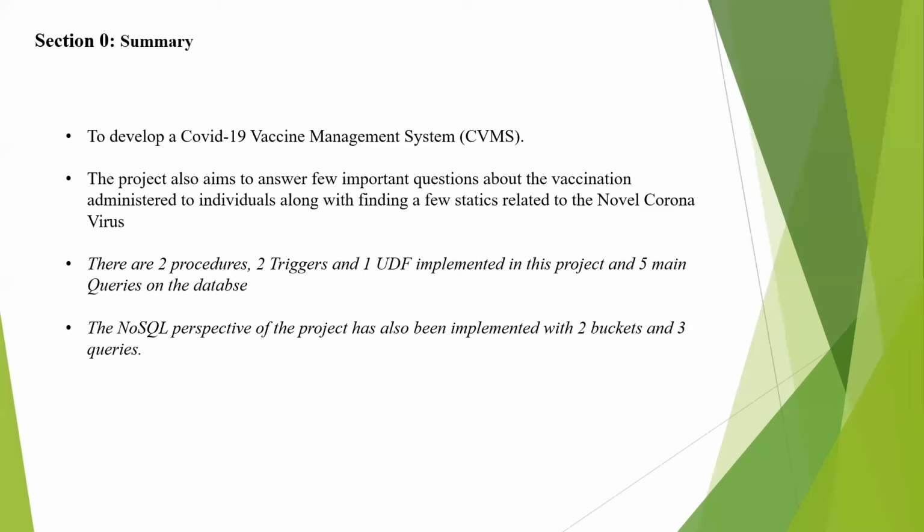To give an overview, I have implemented 2 procedures, 2 triggers, and 1 user-defined function. And there are 5 main queries to answer the questions that I've tried to find answers to. I've also created ORM and DRD diagrams for the system architecture to explain it better. I've also implemented the NoSQL perspective of this project with 2 buckets and 3 main queries. These are based on the tables of the RDBMS COVID-19 vaccination management system.